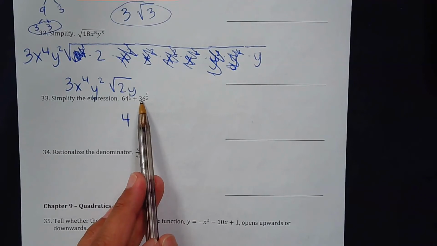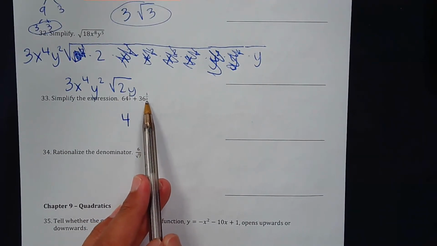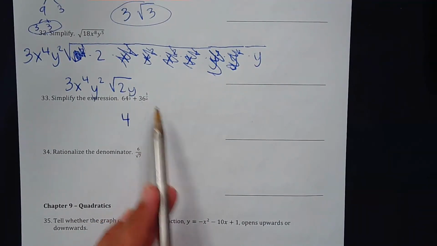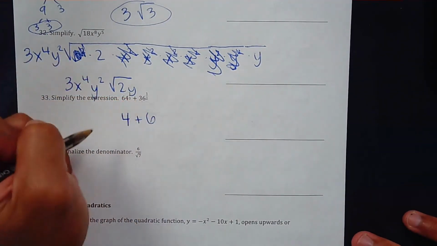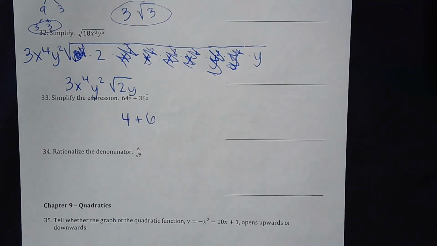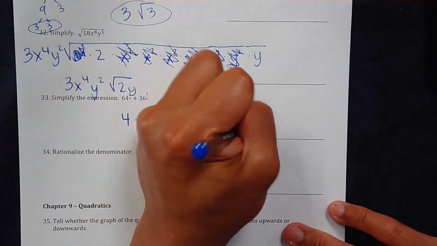And then I'm sure you guys know the square root of 36. Well, remember, raising it to the 1/2 power, that's the same thing as taking the square root. So the square root of 36 is just 6. And then we get 4 plus 6, which is equal to 10.